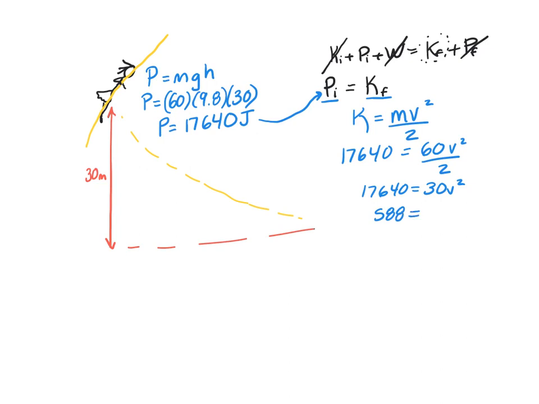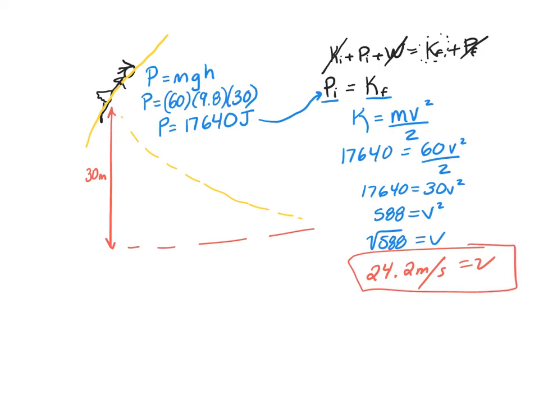588 equals v squared, and we want to take the square root of the other side. So the square root of 588 equals v. Okay, so 24.2. Tarzan is bombing. Very nice. Solid, done.